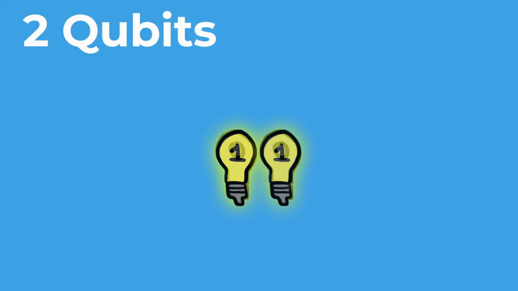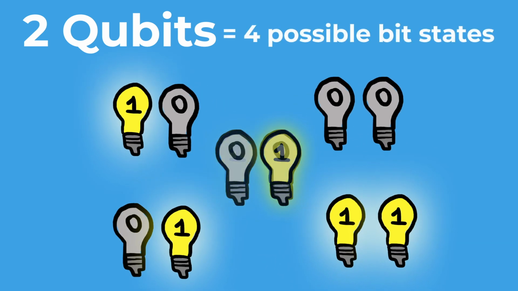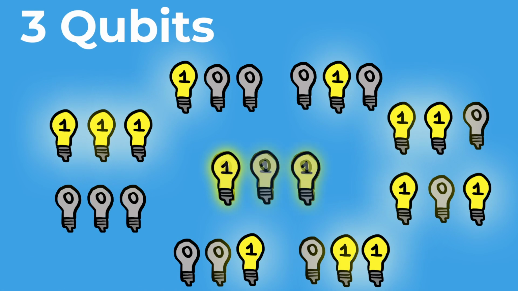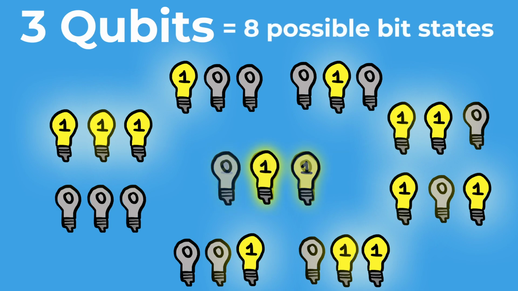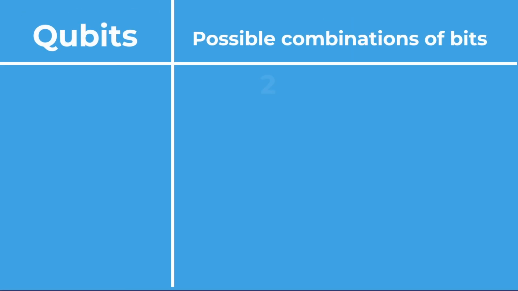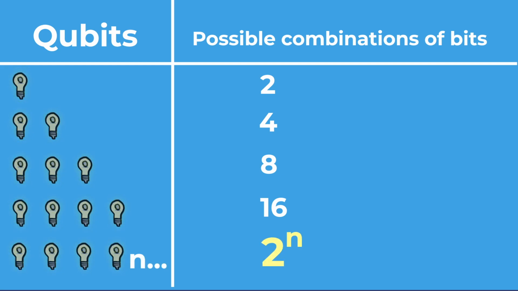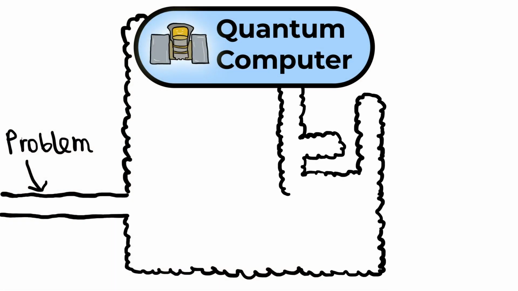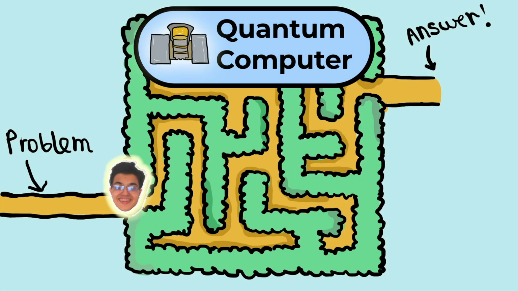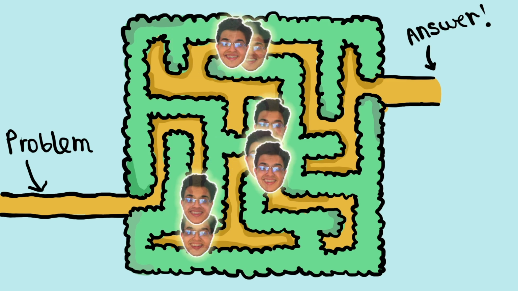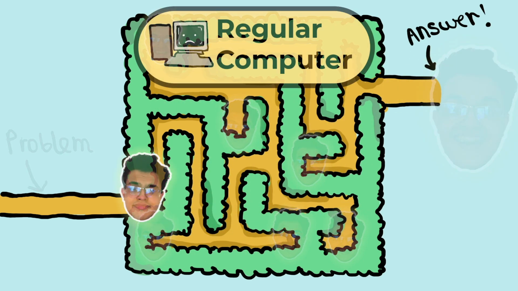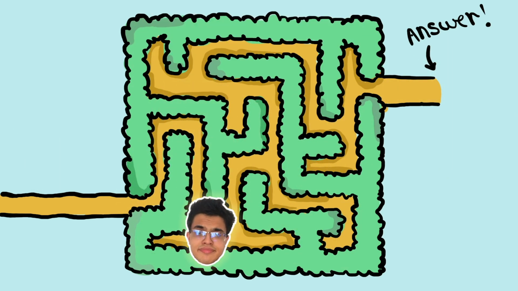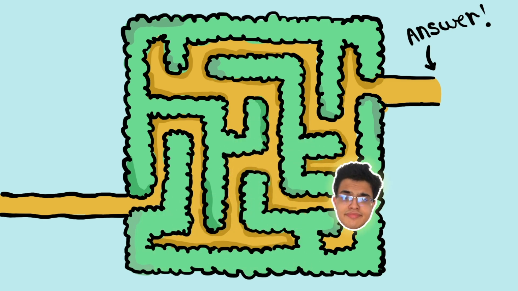For every 2 qubits you have, you can form 4 configurations of regular bits at once. With 3 qubits, that would increase to 8 possible configurations. And extrapolating this pattern, with n qubits, you can have 2^n possible configurations of regular bits, which is exponentially larger than a regular computer. And that's why, for certain problems like factorizing integers, using a quantum computer is like being able to traverse a maze by exploring all paths at once, unlike a regular computer, which would have to try each path and take much longer.